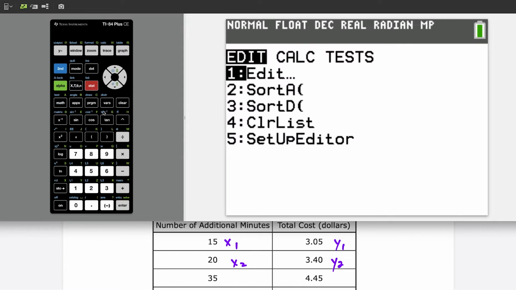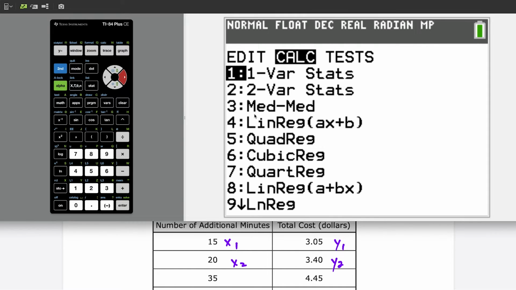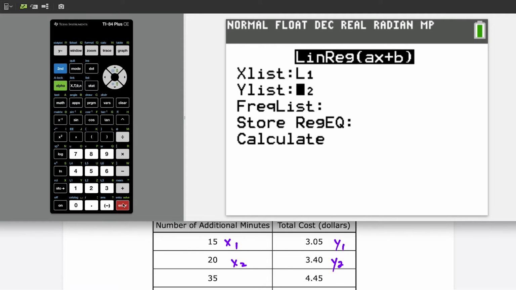Now, one thing we could do is we could go over to stats, edit, and we could enter in some values here. I could type in 15, I could type in 20, and I only need 2 points to determine a line, so I don't have to type in all of the points. I could just type in a few, and it's going to give me the same answer. I have 3.05 for the first y value, and then I have 3.40 for the second y value, and then 4.45. And I could go over to stats, calculate, and I'm doing a linear regression, but I'm looking for the a value here. I'm looking for the slope.